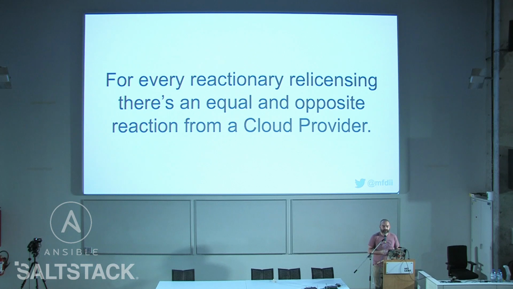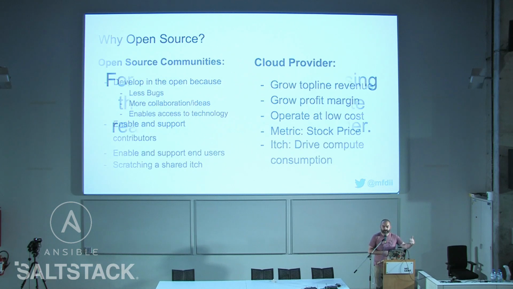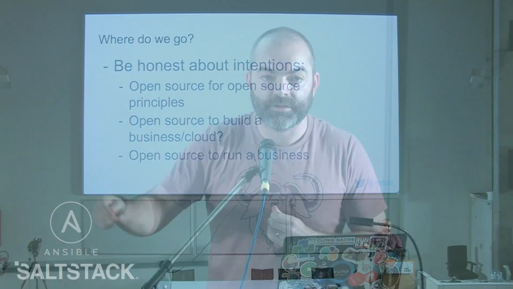You saw that with Amazon, which basically just rewrote MongoDB and put the MongoDB API in front of it. So you have to go back and look at what the cloud providers' motivations are. In open source communities, everyone here should know that a cloud provider wants to grow revenue, grow their profit margin, operate at a low cost, their metrics are stock price, and their itch is driving compute consumption, not a developer's itch of getting something done.